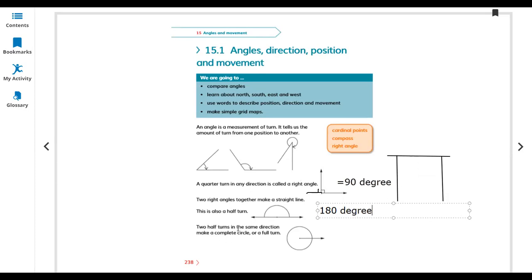Same like this, two half turns in the same direction. This is the one half turn coming here, and the second half turn comes to the same position as I told in the last page. So this is 180 plus 180 equals 360. Let's move to the next page.